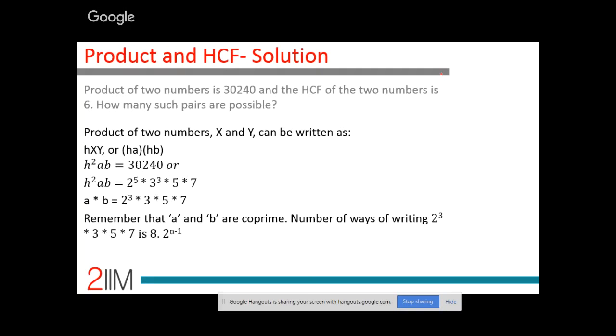2 cube into 3 into 5 into 7. We want to break it as a product of two co-prime numbers. I've given the answer there, but I want you to tell me the answer still and give me the method as well. What is the method for this? 2 cube into 3 into 5 into 7. How do you break this as a product of two co-prime numbers? I had explicitly planned to not do this elaborate part.